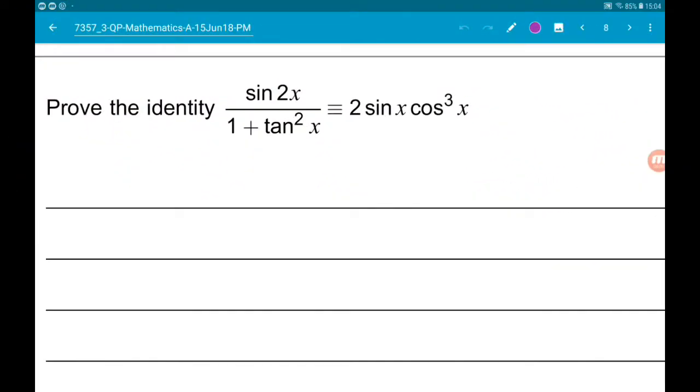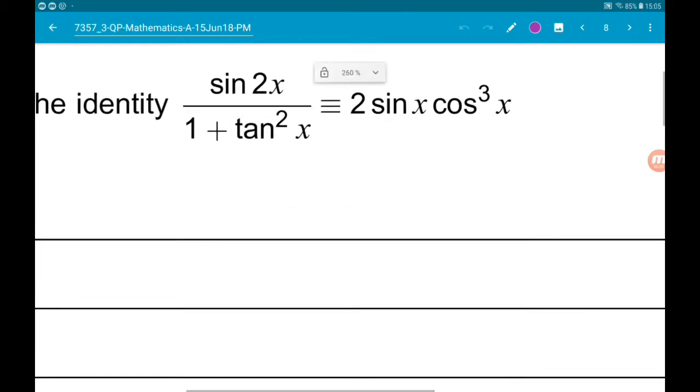Question 8. First up, we have a trig identity. So we want to prove the identity sine of 2x over 1 plus a half tan squared x is equal to 2 sine x cos cubed x. With an identity, never start with both sides. Start with one, try and play around with it, see if you can turn it into the other side.